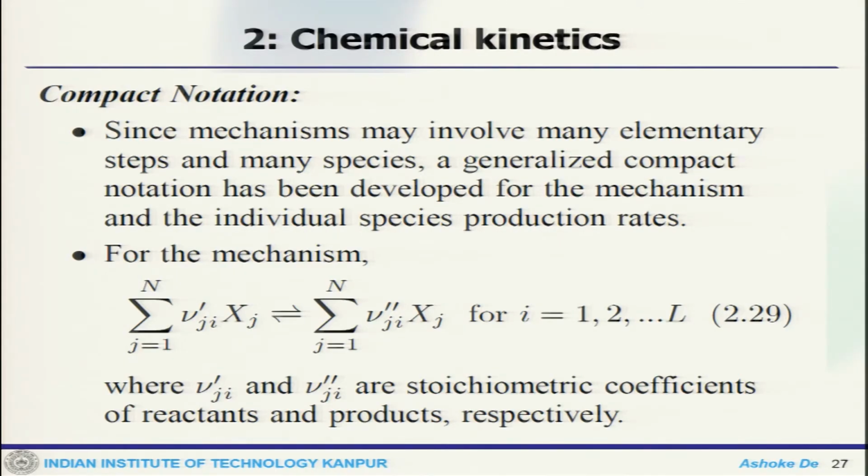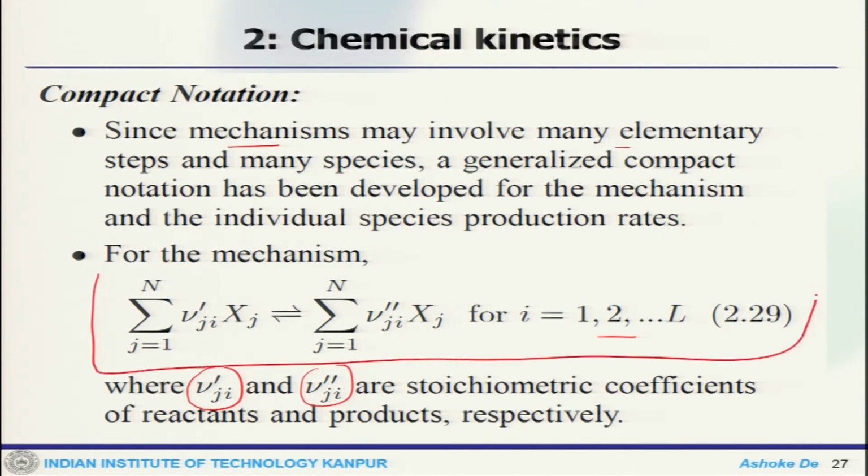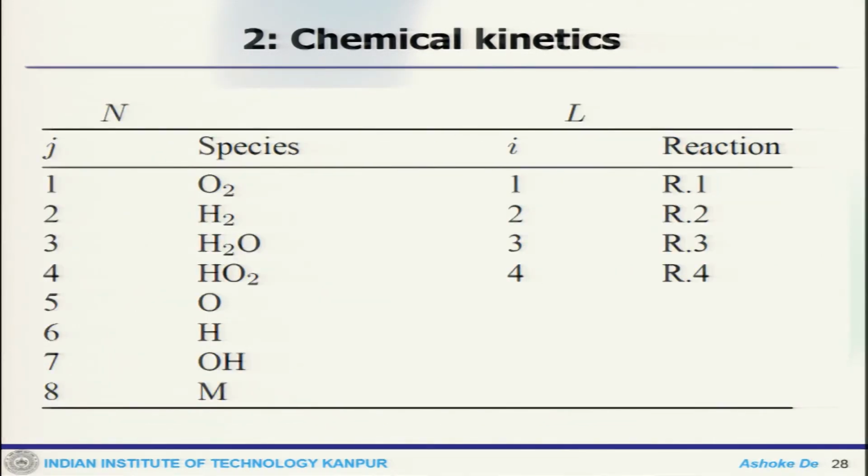If your reaction steps or the chemical mechanism involve many elementary steps and many species, a generalized compact notation can be developed for the production rate. So, the mechanism, let us say there are L steps and n number of species which are involved. This is the forward direction and this is the reverse direction, and this is the stoichiometric coefficient, this is the reverse stoichiometric coefficient. In a generic form one can write the moles. The example that we have taken has 8 species, O2, H2, H2O, HO2, OH and so on, and the number of reaction steps is 4. This is how the L goes.